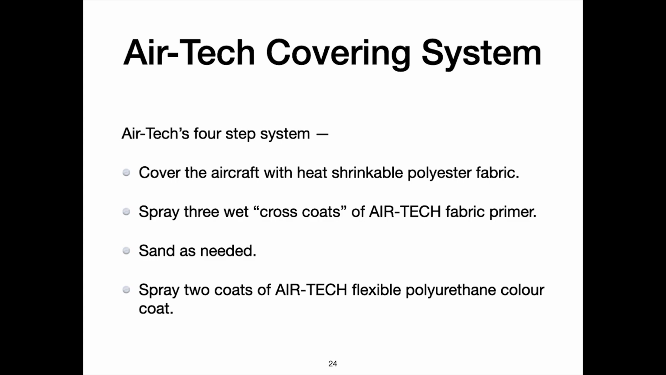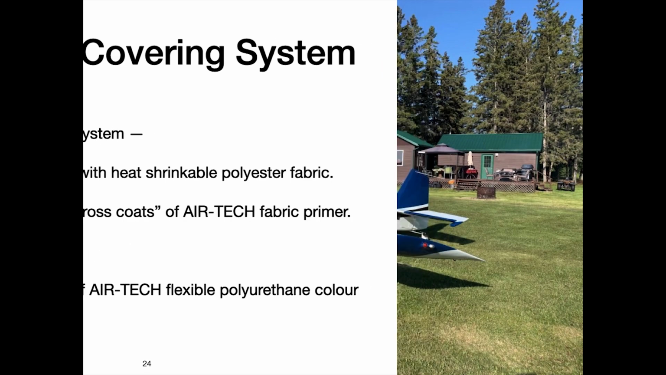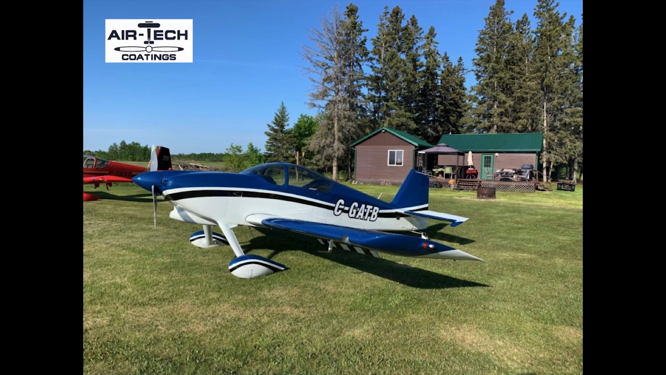So, the AirTech's 4 easy steps are: number 1, cover the aircraft with heat shrinkable polyester fabric. Number 2, spray 3 wet cross coats of AirTech fabric primer. Number 3, sand if needed. Number 4, and the final one, spray 2 coats of AirTech flexible polyurethane color coat. Then voila, you get the AirTech covered aircraft.